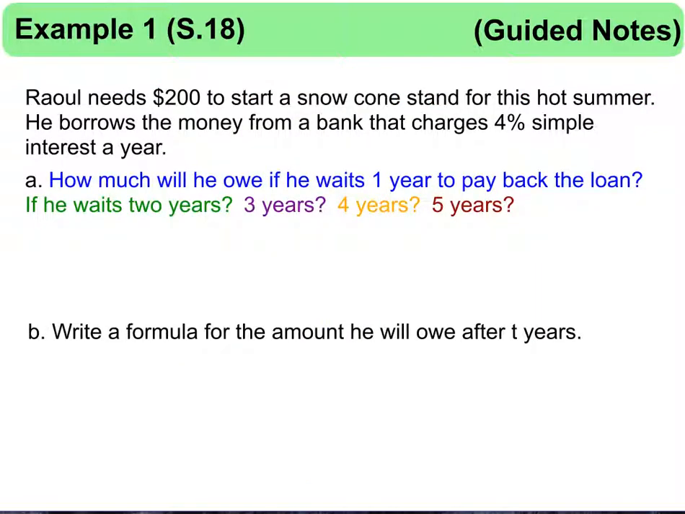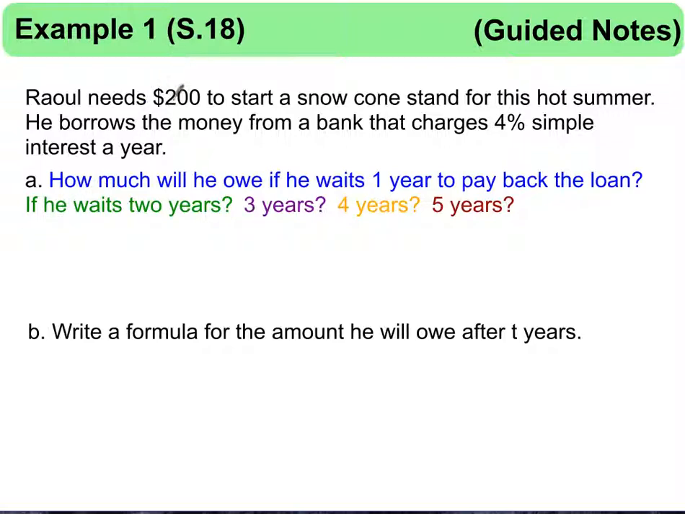Following up example 1, we have another person who says Raul needs $200 to start a snow cone stand for this hot summer. He borrows the money from the bank that charges a 4% simple interest a year. So the question in part A is, how much money will he owe if he waits 1 year to pay it back? If he waits 2 years, and then 3 years, and 4 years, and then 5 years, and so on. So how much will he owe if he waits at that point?